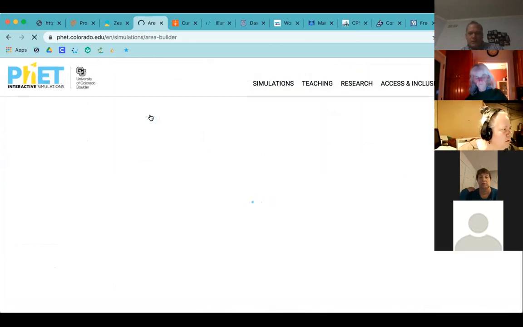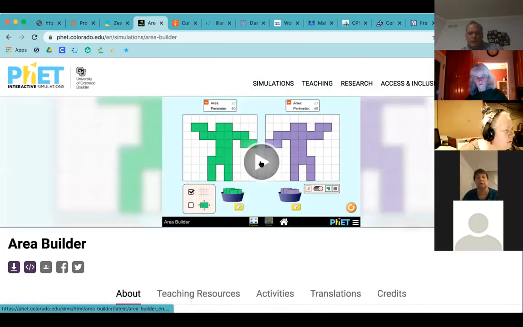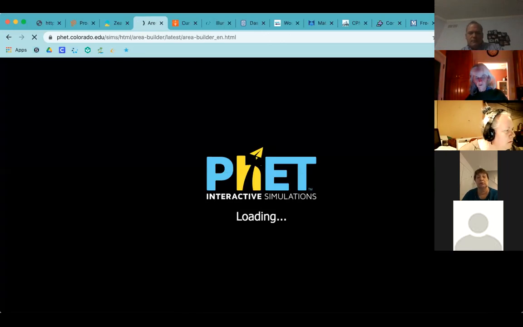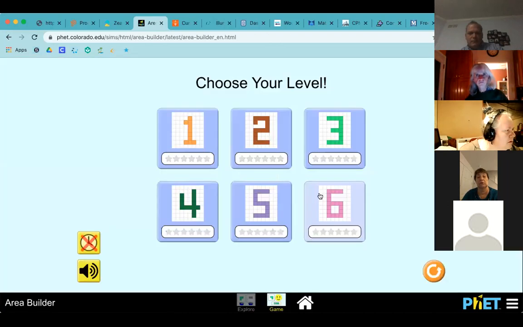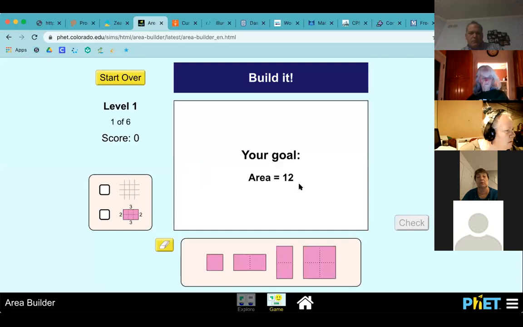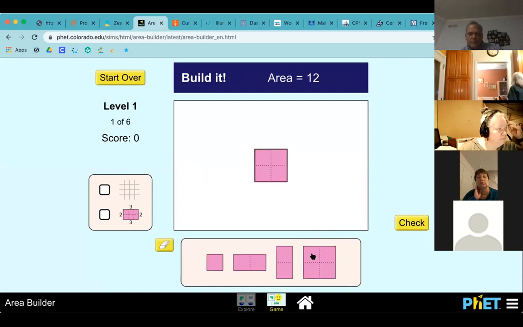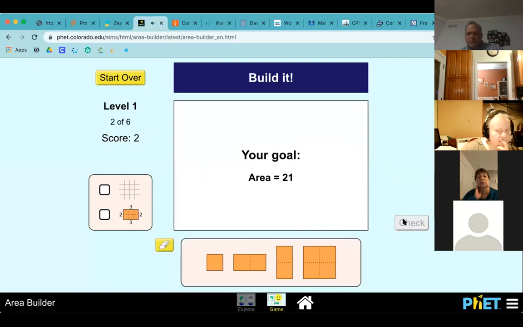If we go to elementary, an example of one in here is Area Builder, where they have to build area. So here the goal would be to build a shape with an area of 12 units, and then just move them up, hook them together, and hit check, and then they move on to the next one. I encourage you to go in here and spend some time looking through. There's a lot of different concepts covered in here.